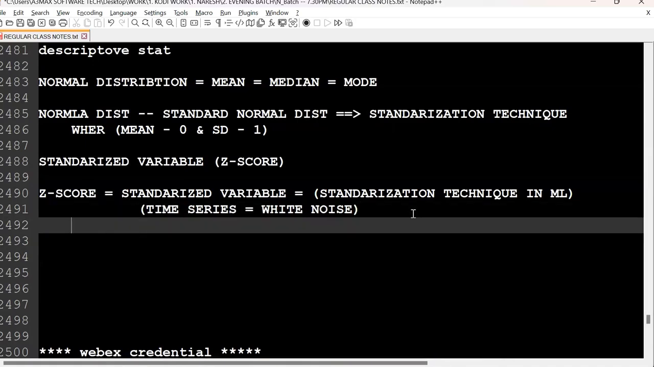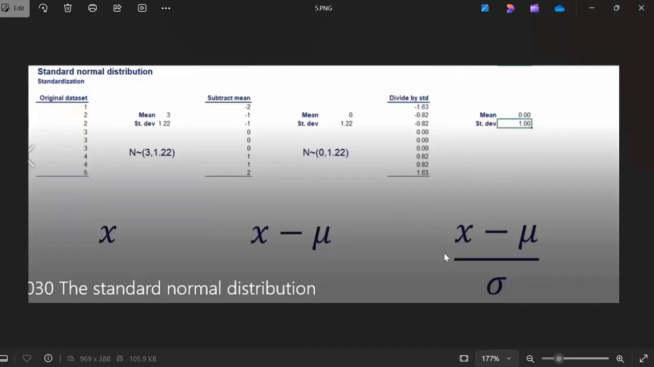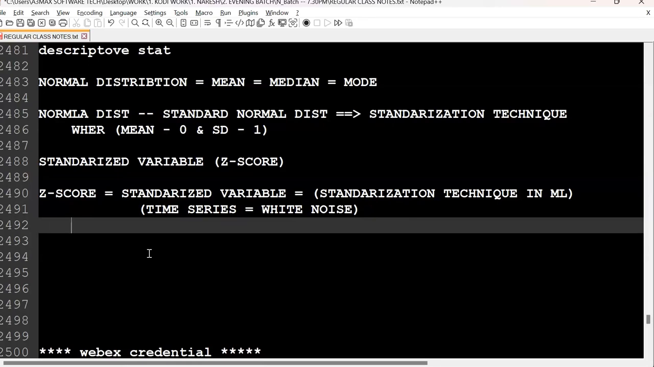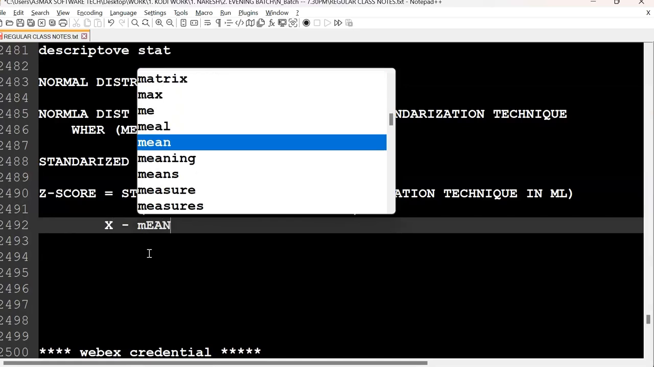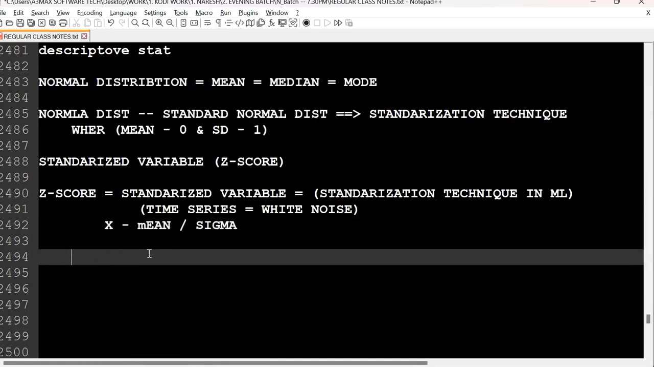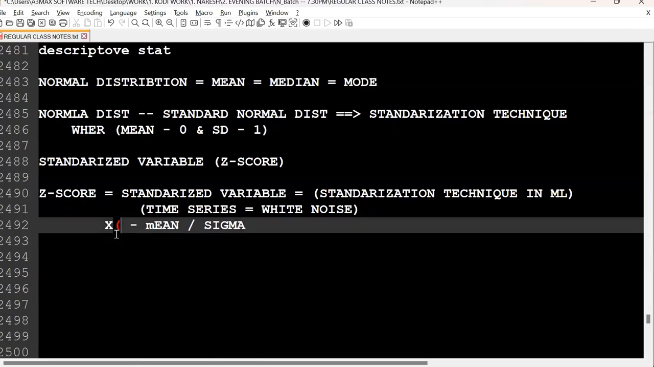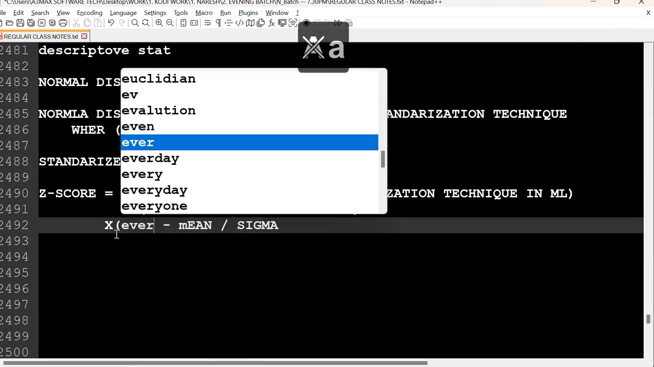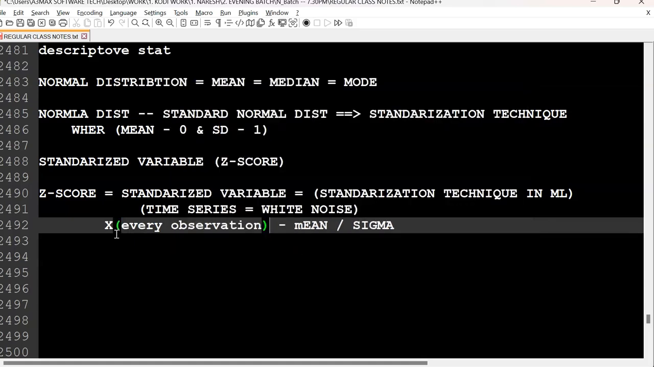Okay. Now what is the formula, guys? The formula just now we said: x minus mu by sigma. x means observations, divided by the mean, clear guys, Z-score. We understand how to compute Z-score. Manually you no need to compute, guys. We have a library for that. X is every individual observation. This is called Z-score.